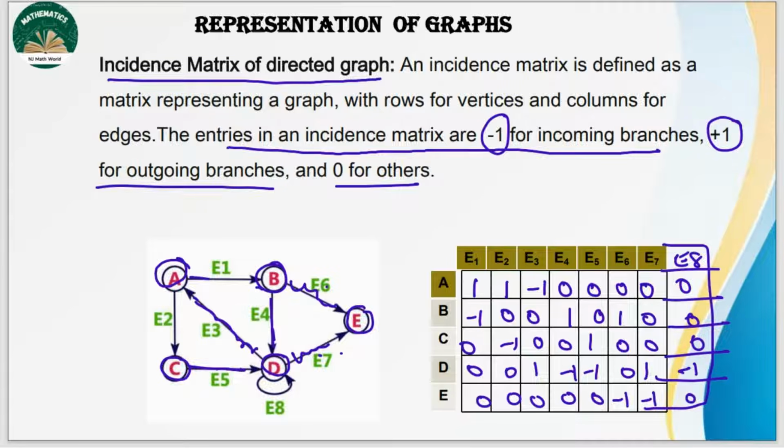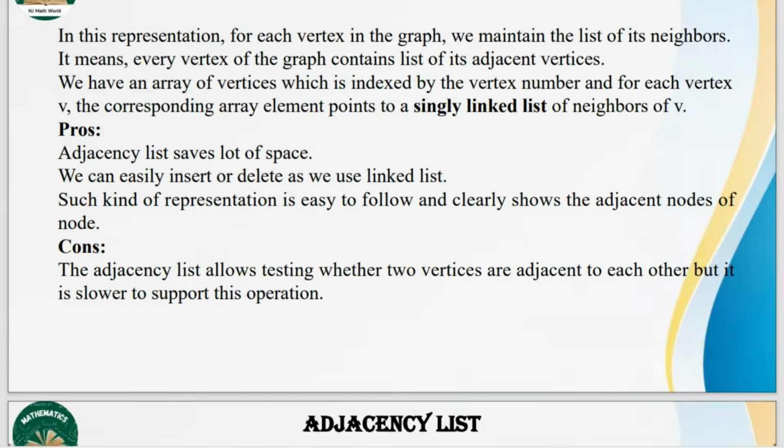Okay, incidence matrix of a directed graph. Hope you people have understood. We'll move on to the next one.